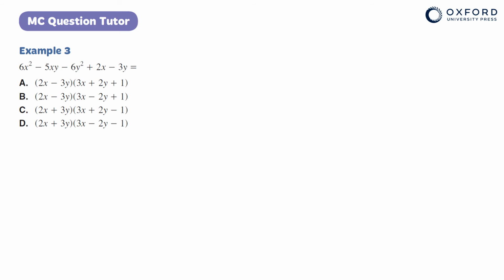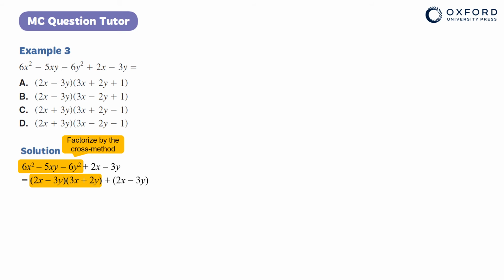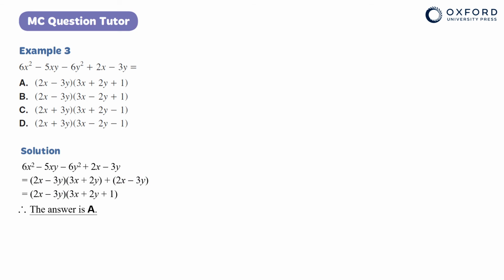Question 3 is a multiple choice question. As usual, we can factorize the first 3 terms by the cross method first, and then extract the common factor, 2x minus 3y. The answer is 2x minus 3y times 3x plus 2y plus 1. The answer is A.